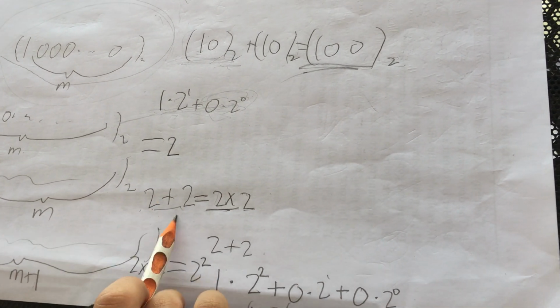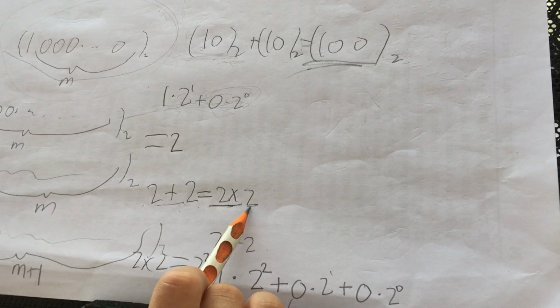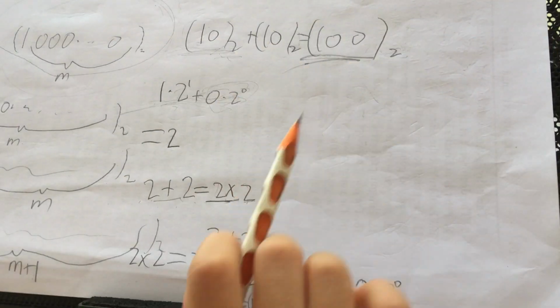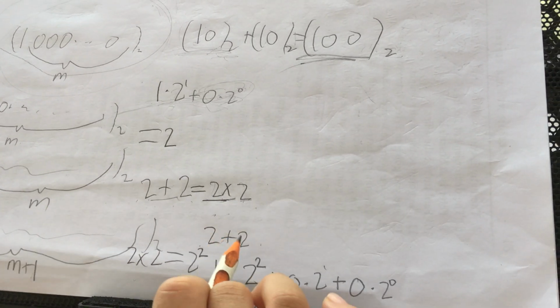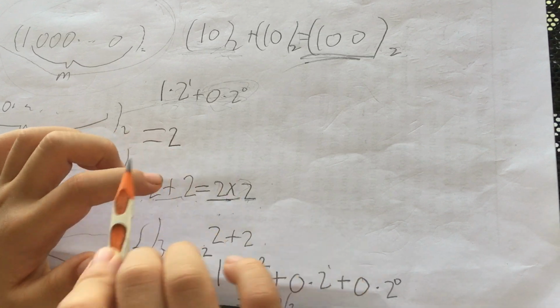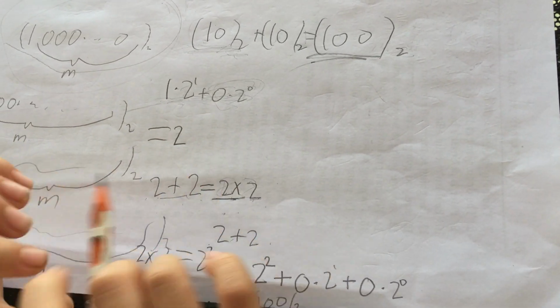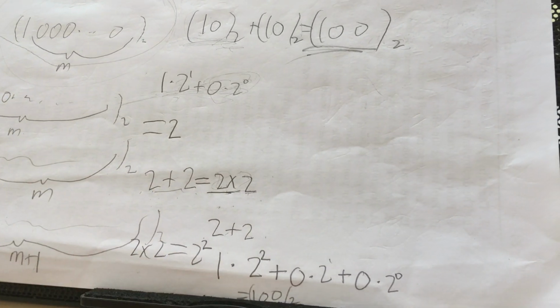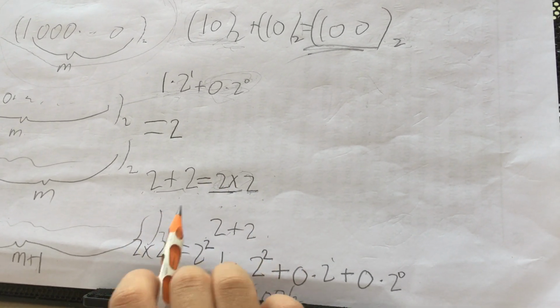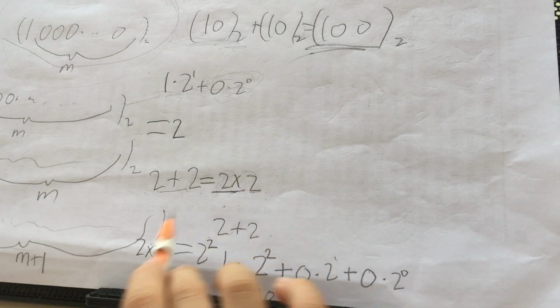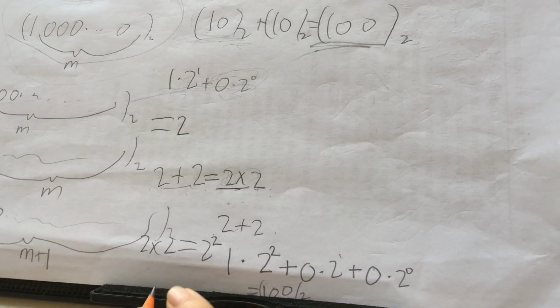2 plus 2 equals 2 times 2. But why, right? Because 2 times 2 equals 2 plus 2. This 2 means how many times this 2 needs to be added to itself, because multiplication equals that. And also 2 times 2 equals 2 to the power of 2.